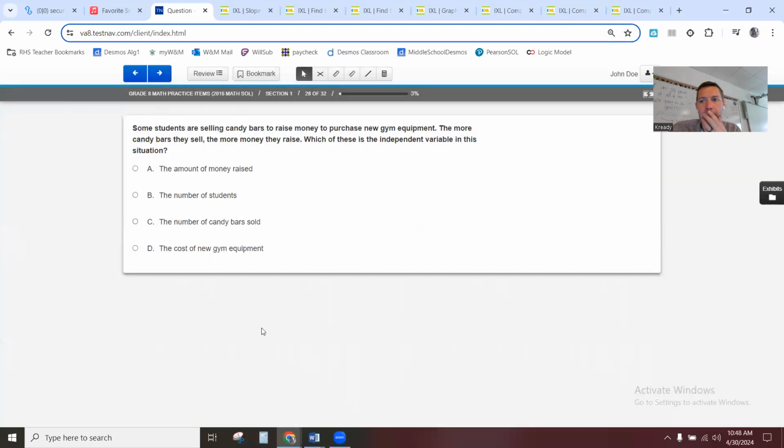Here is something: X influences Y. So we're selling candy bars to raise money. The more candy bars we sell, the more money. So does the number of candy bars influence the amount of money we make? Or does the amount of money we make influence the number of candy bars we sell? The first one is what sounds right, and it's X influences Y. If you remember from the first video, X is the independent. So the number of candy bars, the independent, influences the dependent. So we're asking for the independent. The number of candy bars sold is going to do that. There's IXL. We got to be able to do that.